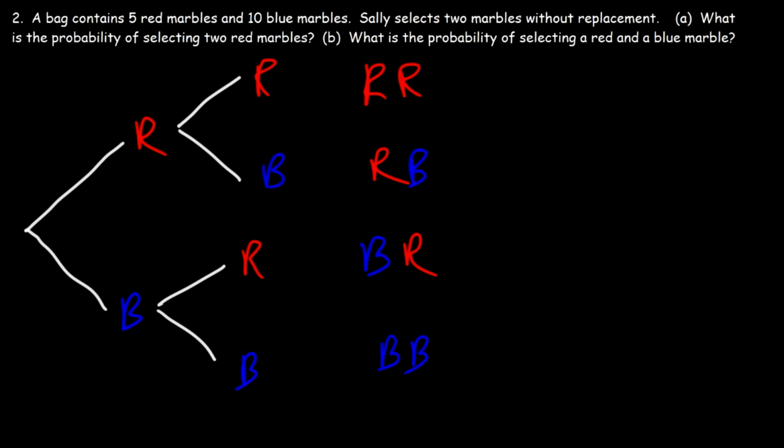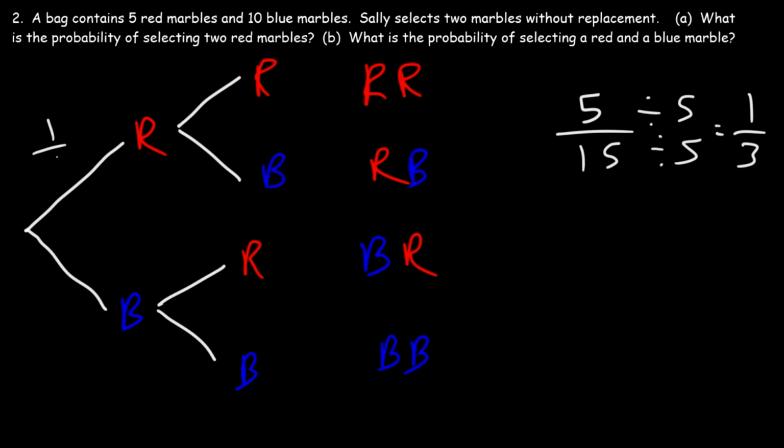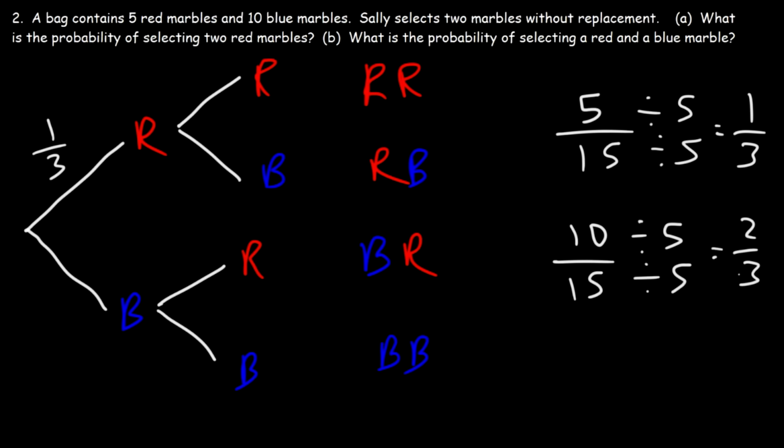Now, what is the probability of selecting a red marble? So we have 5 red marbles and 10 blue marbles. So it's going to be 5 red marbles out of a total of 15. And if we divide both numbers by 5, we can reduce it to 1/3. Now, the probability of selecting a blue marble on the first try, there's 10 blue marbles out of 15. And so we can reduce this fraction to 2/3.